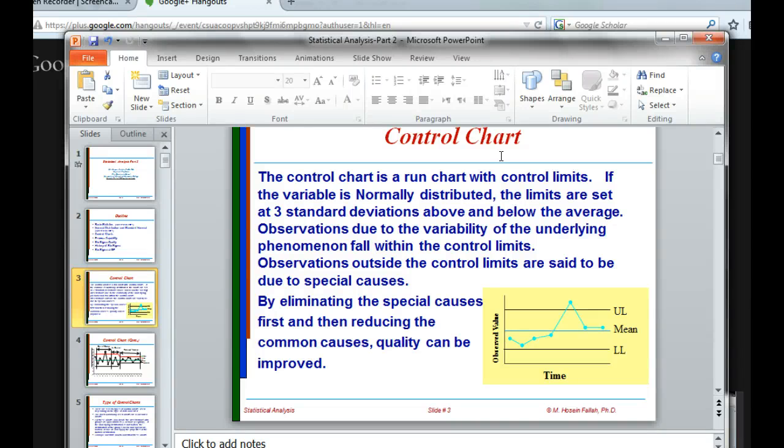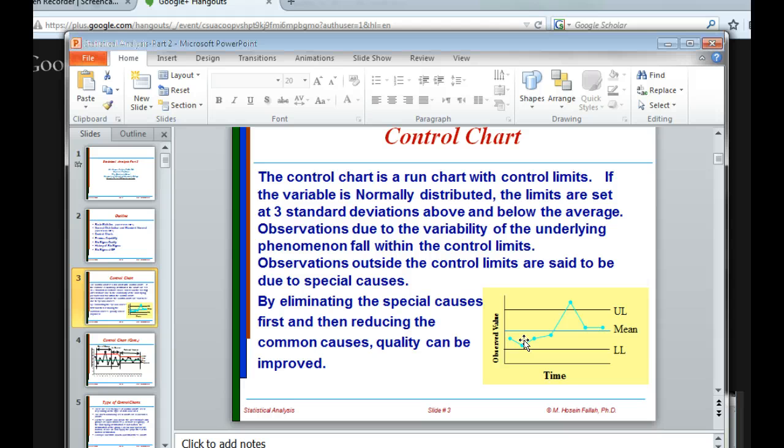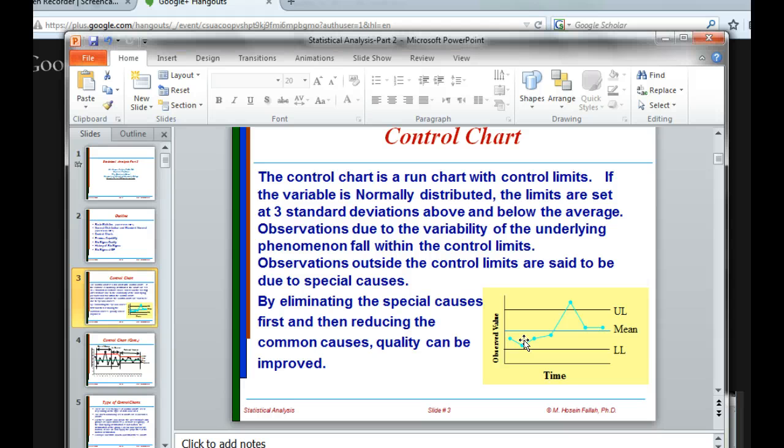So if you look at this picture that I have in here, and I hope, do you guys see the PowerPoint? Anybody see the PowerPoint? Okay.